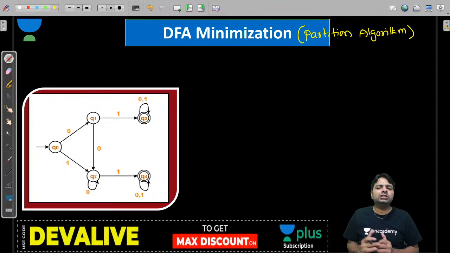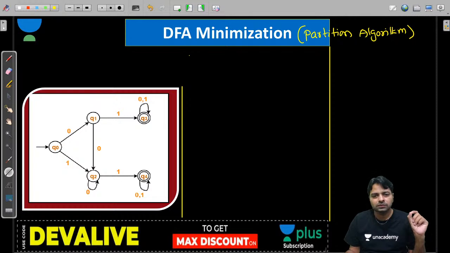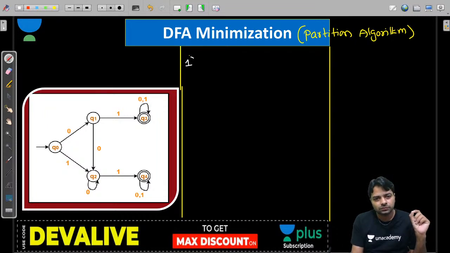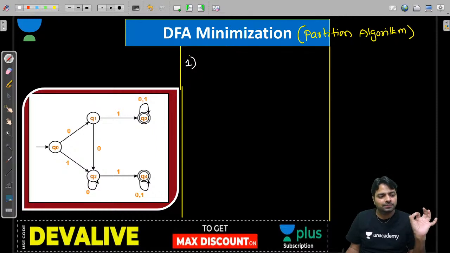So I'm going to make the partitions in each step. Step 1, and follow me always. Let me write something here, guys. I'm dividing into blocks, so don't worry much about it. Okay, let's start. In step 1, by looking at this, we can say something: non-final never be combined with final. Everybody knows that? Non-final never be combined with final.